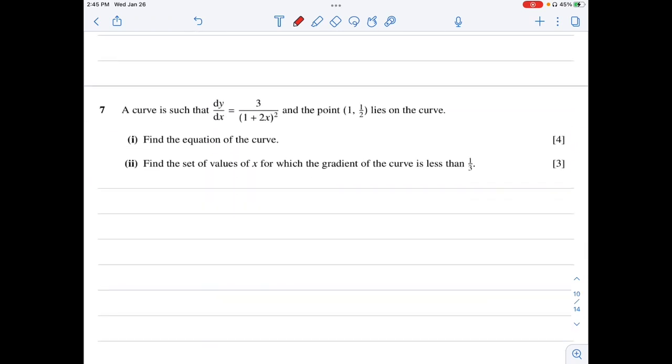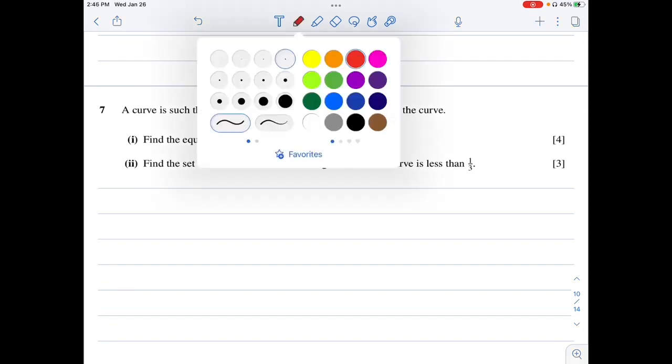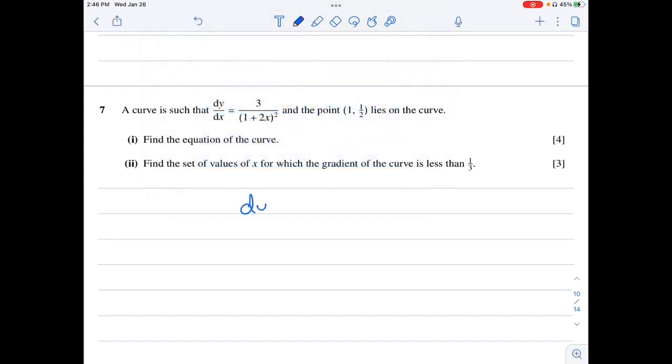Question number 7. The curve is such that dy by dx is equal to this much, and the point 1 comma 1 upon 2 lies on the curve. Find the equation of the curve. So what am I going to do? I am going to do the integration. So dy equal to 3 times 1 plus 2x whole to the power of minus 2 dx.